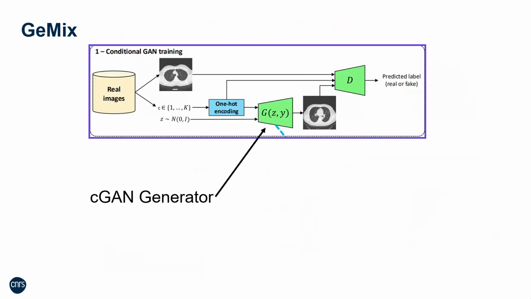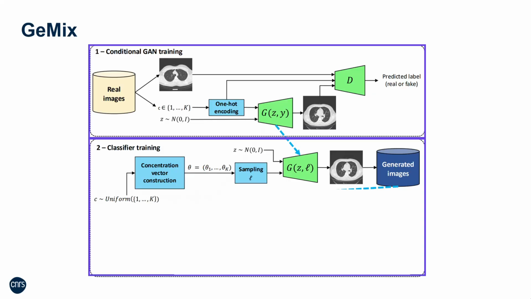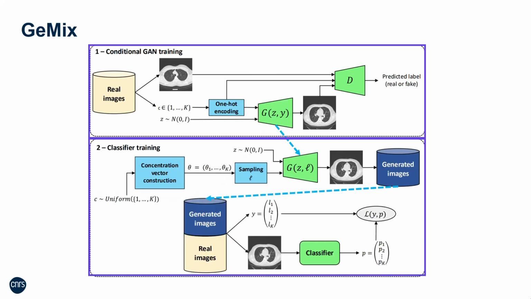First, we train a conditional GAN on the original dataset with one-hot labels, so the generator learns how to create realistic class-specific images. Second, we sample soft label vectors from a Dirichlet distribution and combine these with noise. Feeding them into the generator produces synthetic images that interpolate smoothly between classes. These generated images are then added to the real dataset to train classifiers.